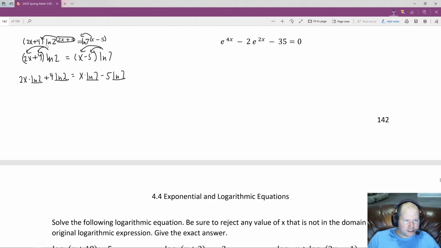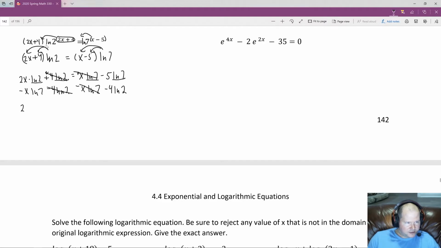So I'm going to get rid of this positive x on this side. So I'm going to subtract x ln 7 from both sides. And I want to get all my constants on my right side, so I need to undo this addition right there. So I'm going to subtract 4 natural log of 2 from both sides. So these cancel out over here, and these cancel out over here.